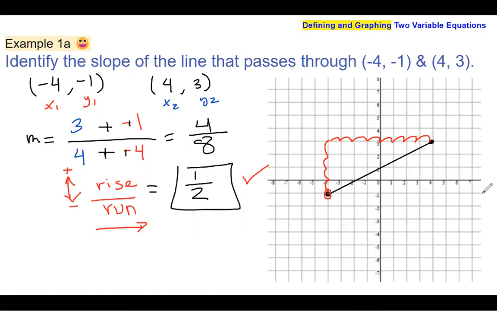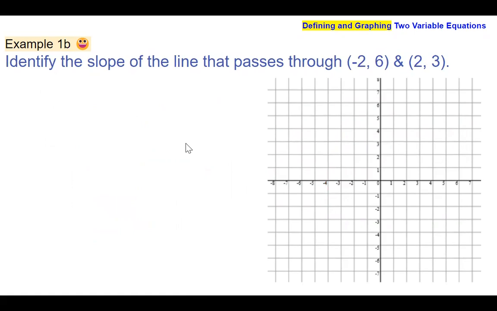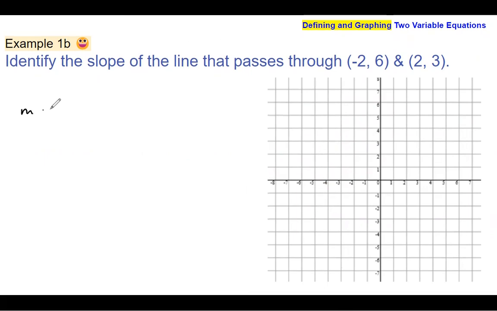Do you want to try one on your own? Okay, let me clear. Let me save and clear again. We're starting from the basics. Go ahead and try this one: (-2, 6) and (2, 3). Remember that we have our slope formula, equals y2 minus y1 over x2 minus x1. Let's see what you get.